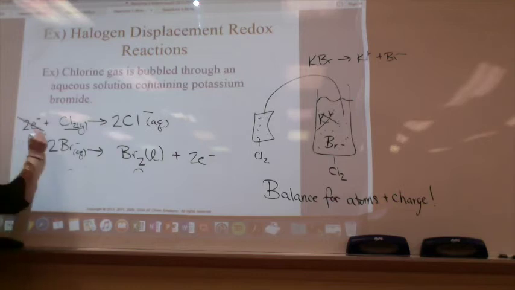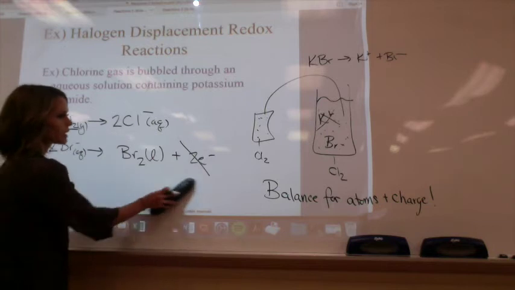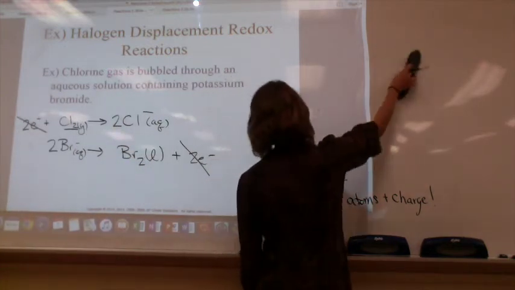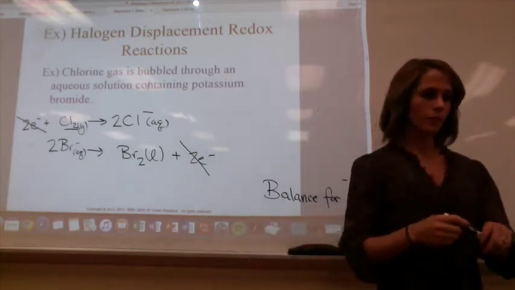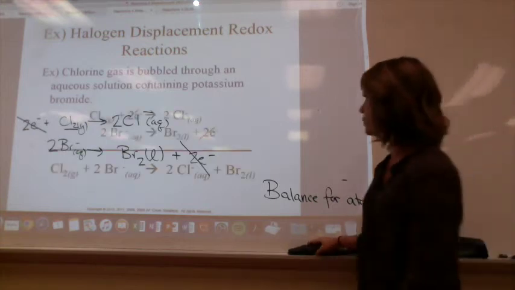All right, so now we cancel our electrons and go ahead and write out the final equation. So combine what's on your paper, cancel your electrons, and write your total equation out.